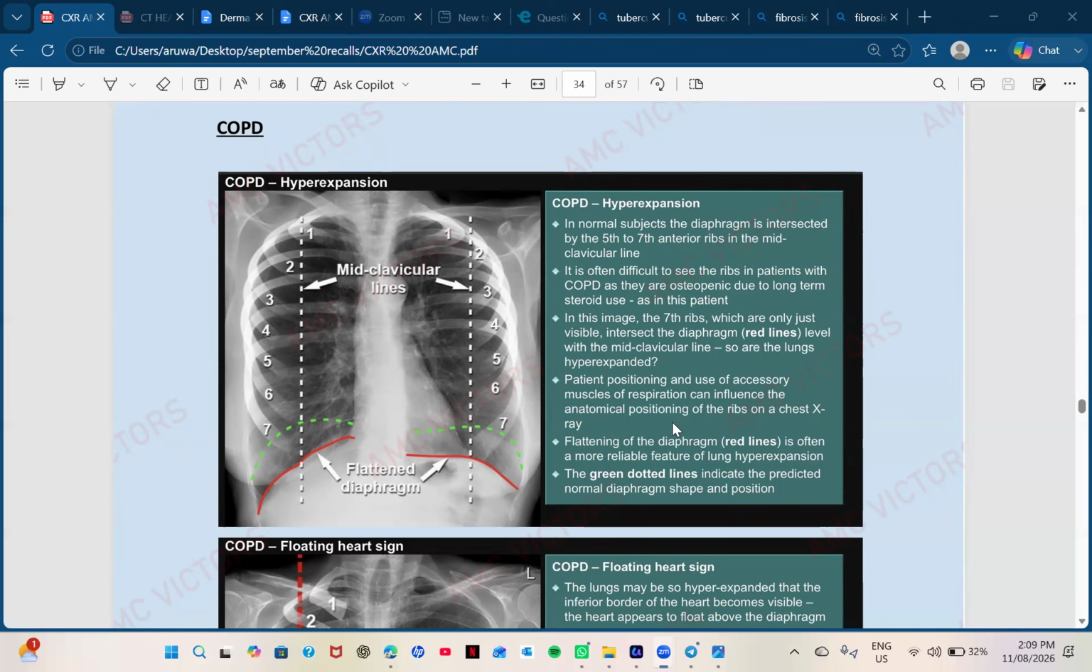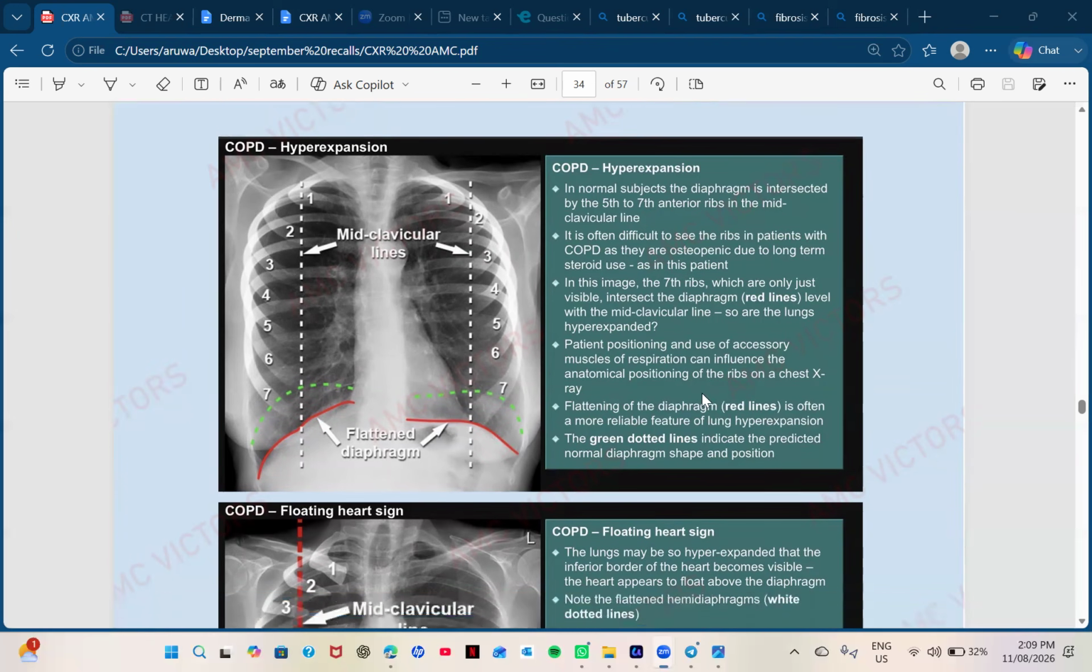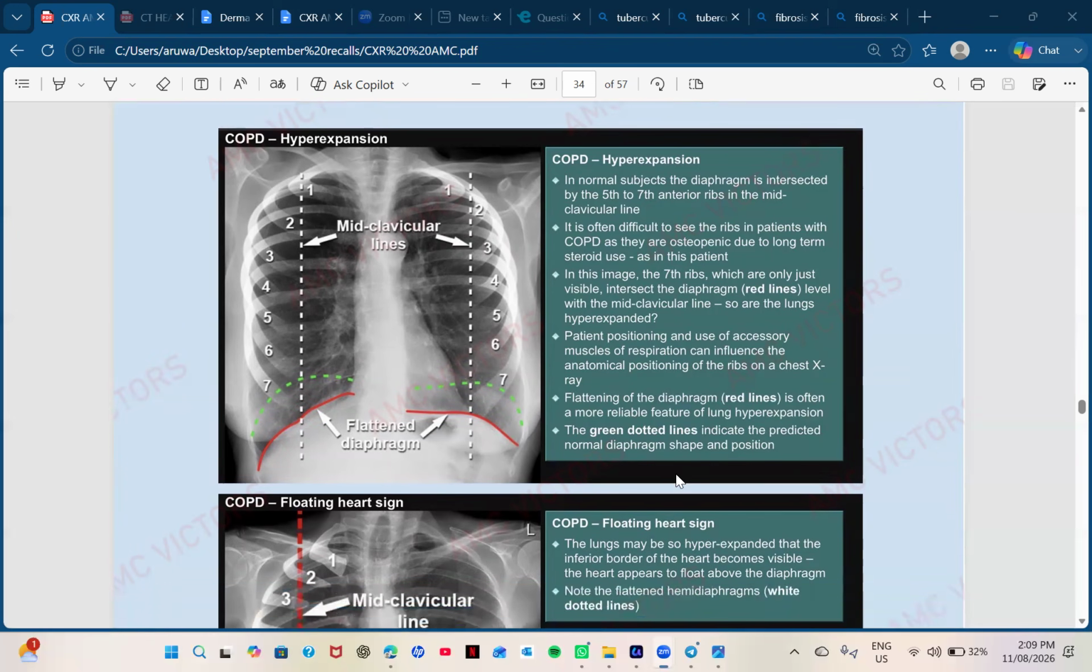Because of using the accessory muscles and all, right? Because of the hyperexpansion. The green dotted lines indicate the predicted normal diaphragm shape and position, right? Here, this is a normal shape, but here you can see it's going down as the diaphragm is flattened, right? Hi, doctors. I hope you get the idea.